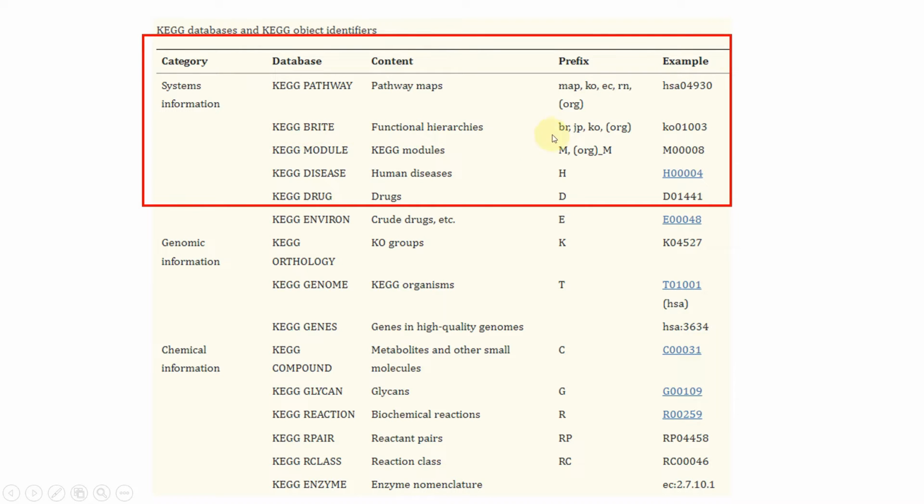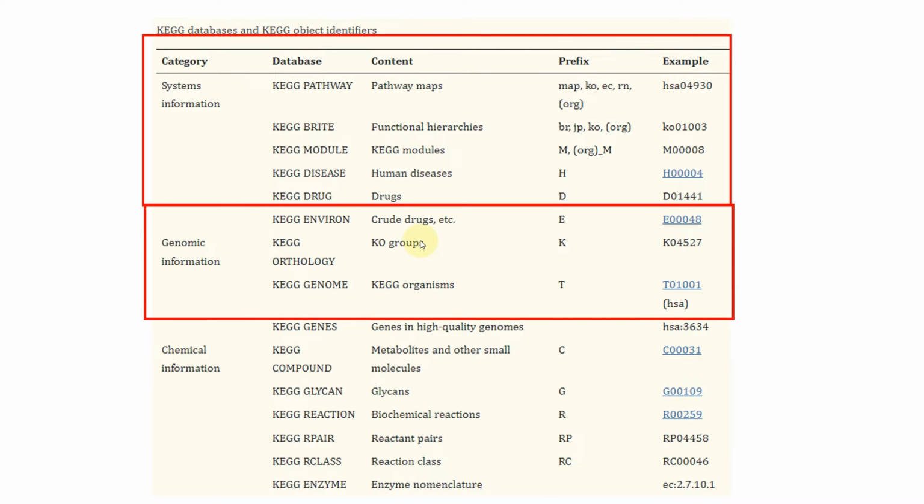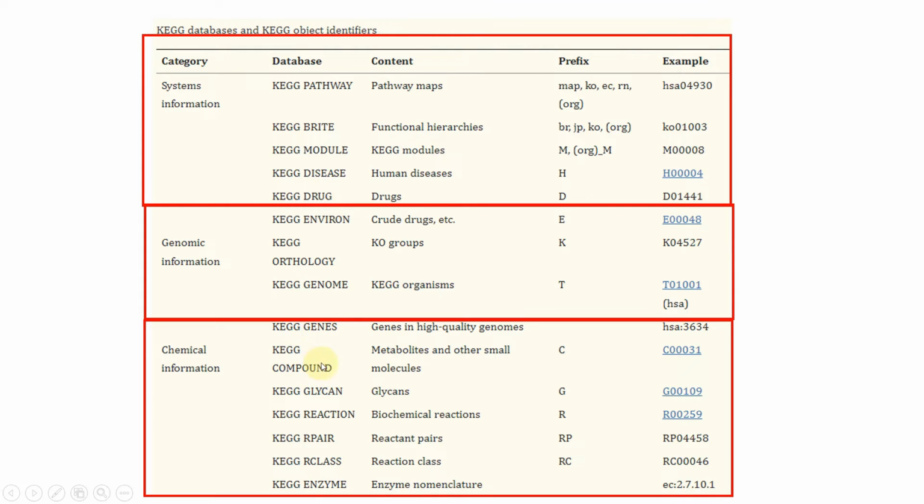Similarly, you can see KEGG brite is mentioned with the help of BR, JP, KO, that is KEGG orthology. KEGG modules are mentioned with M, KEGG disease is abbreviated to H, and KEGG drugs are abbreviated to D. Similarly, in the genomic information, the KEGG environment is mentioned with E, KEGG orthology with K, and KEGG genome with T. And similarly, the chemical information like KEGG genes, KEGG compounds, KEGG glycans, KEGG reactions, KEGG repair, KEGG R class, and KEGG R enzyme are mentioned with different prefixes: C for compounds, G for glycans, and R for reactions. Similarly, RP stands for reactant pairs, and RC for reaction class.